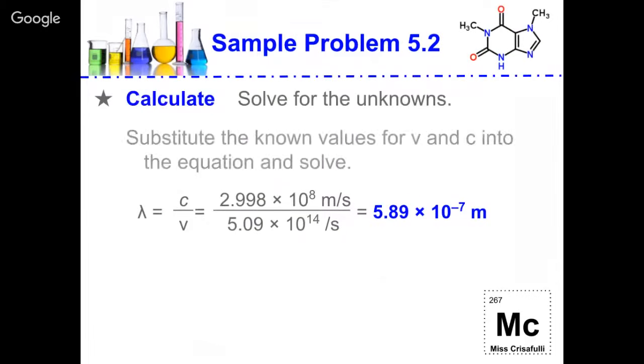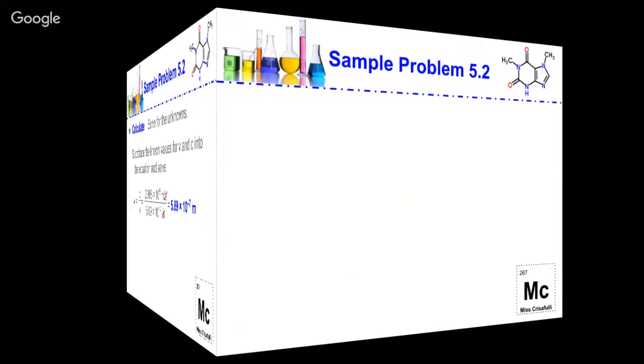Then what we're going to do is plug in what we know. So we know our c, which is 2.998 times 10 to the 8th, and we know nu, which is our frequency, 5.09 times 10 to the 14th. Our seconds are going to cancel, so our answer is going to be in meters, which is 5.89 times 10 to the minus 7th. Easy enough, right? So now let's evaluate.